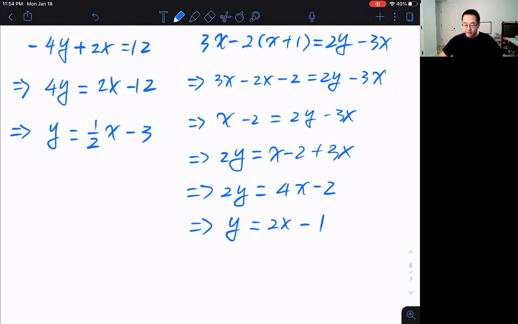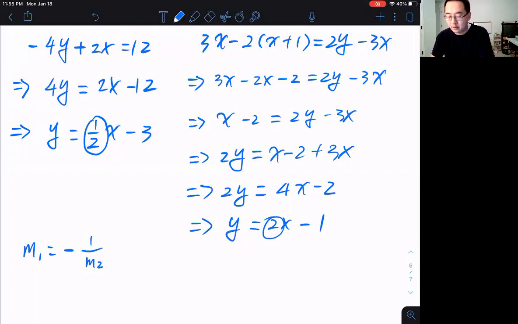Well, hopefully you figured out the answer is no. Even though this is 2 and this is 1/2, which looks similar, remember the condition is m1 equals the negative of 1/m2. So we don't have the negative part. These are two positively sloped lines, and they cannot be perpendicular to each other. A perpendicular line to a positively sloped line has to be negatively sloped. Anyway, this is what you can look at here.